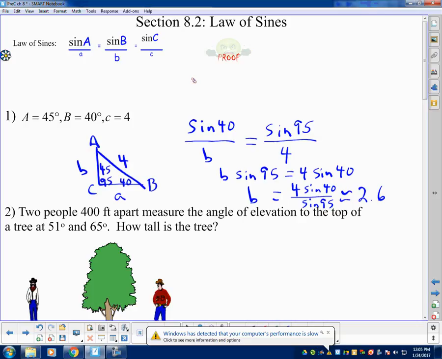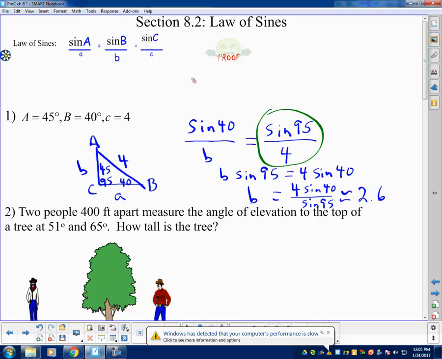Okay, so can you give me the setup for it? What I like to do, let me just show you what I do with these. Circle that. The known one we're going to reuse. We could do sine of 40 over 2.6, but what if I had messed up on finding the B? We don't want to take that mistake and carry it on to the next calculation.